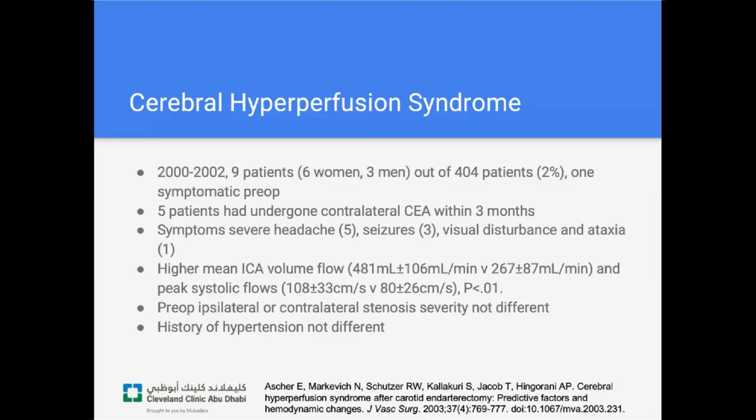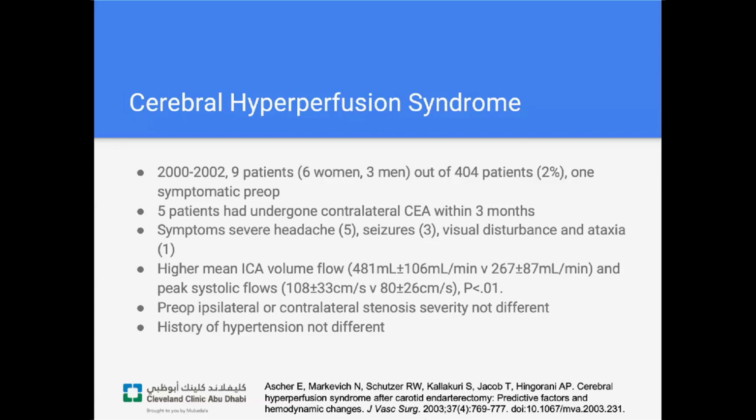That's a very interesting finding in that, going back in my memory, there have been several people who've had bilateral disease and who have developed hyperperfusion syndrome. In the worst cases, it can be quite bad, but thankfully no one has died or had strokes. But what they found was that the patients with hyperperfusion syndrome did indeed have higher ICA volume flow. This is an ultrasonographic calculation, much in the way of fistula flow is done, and the peak systolic flows are also higher in these patients.